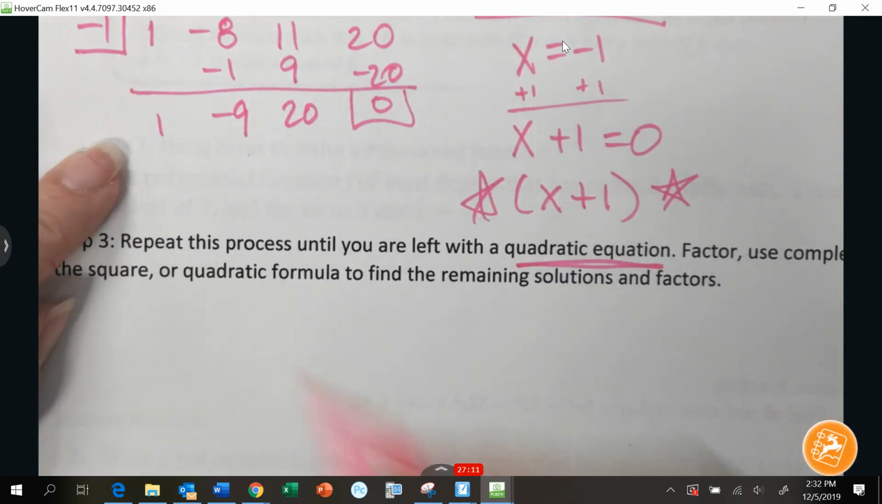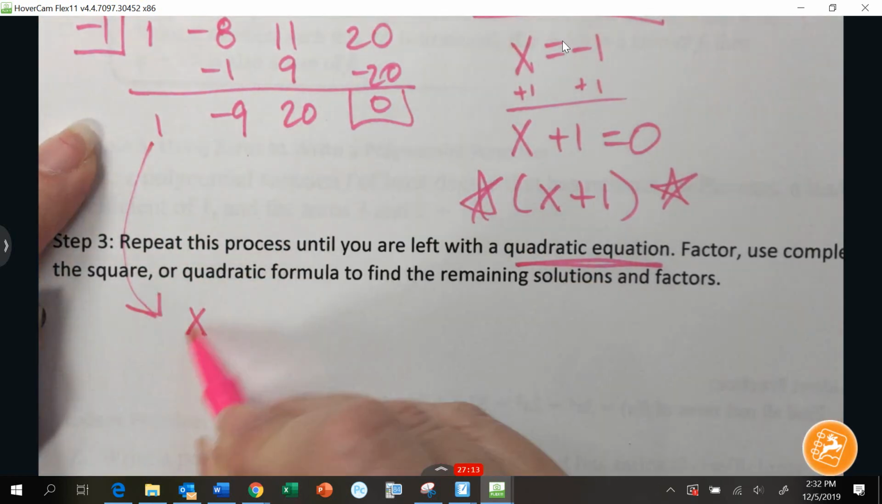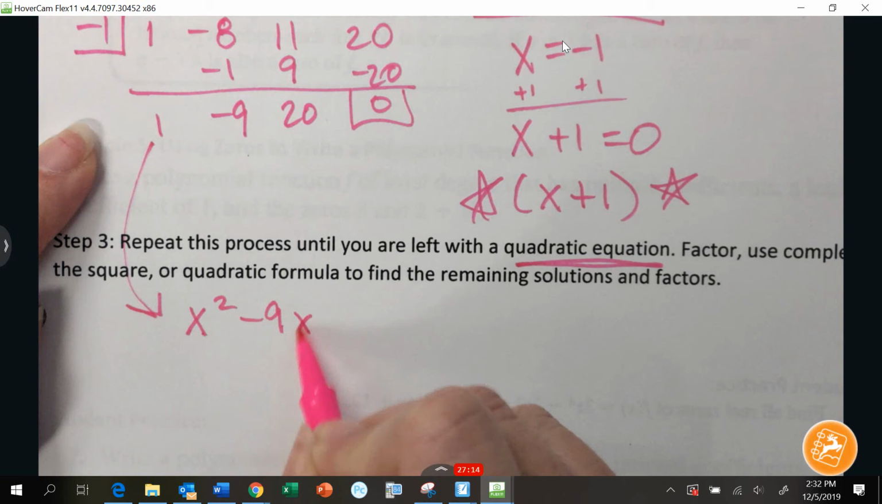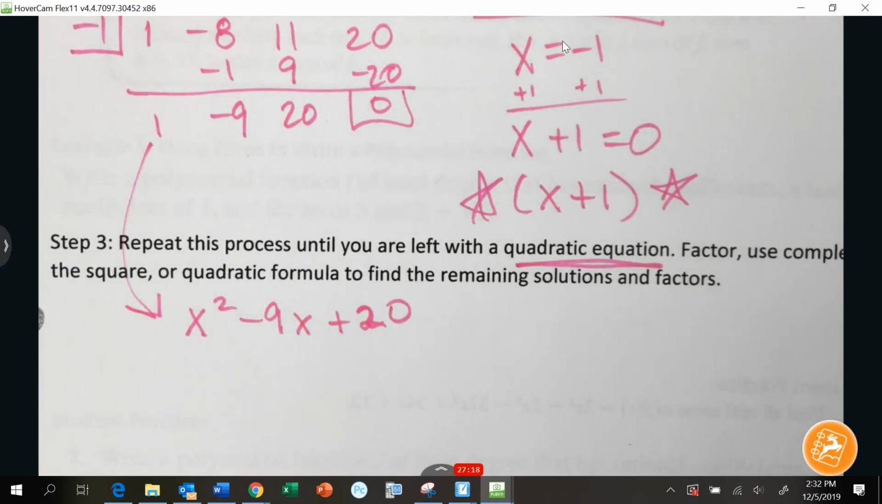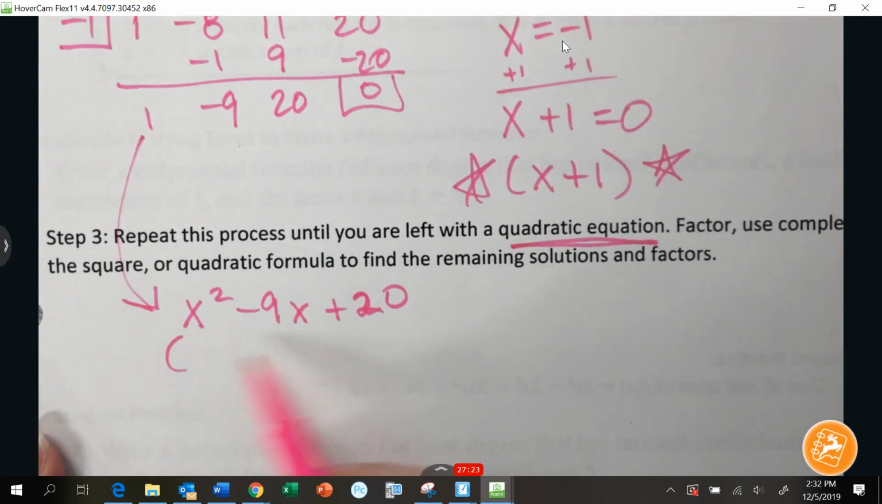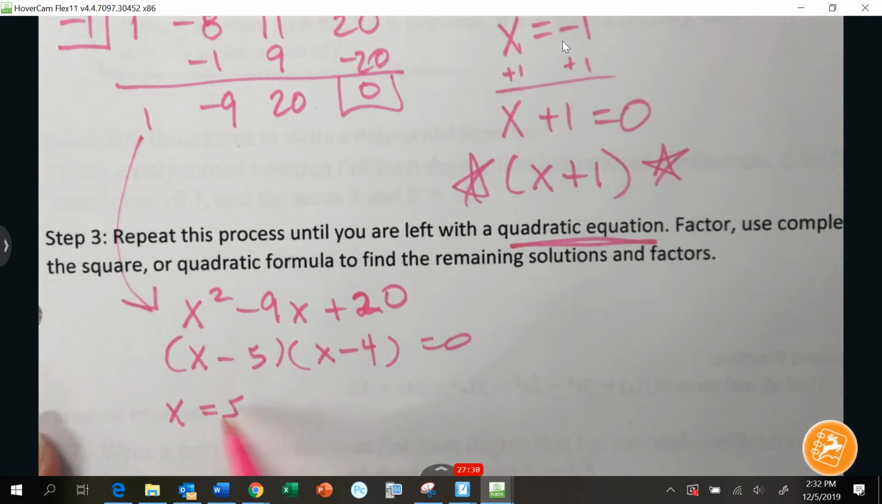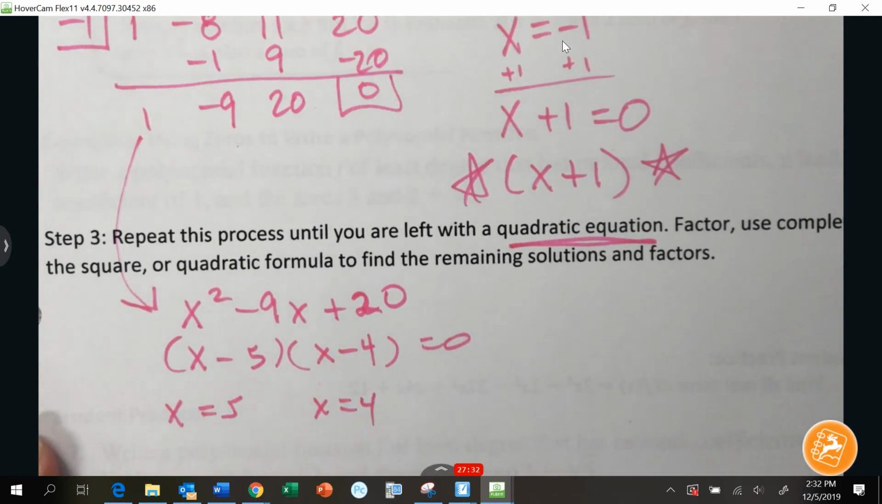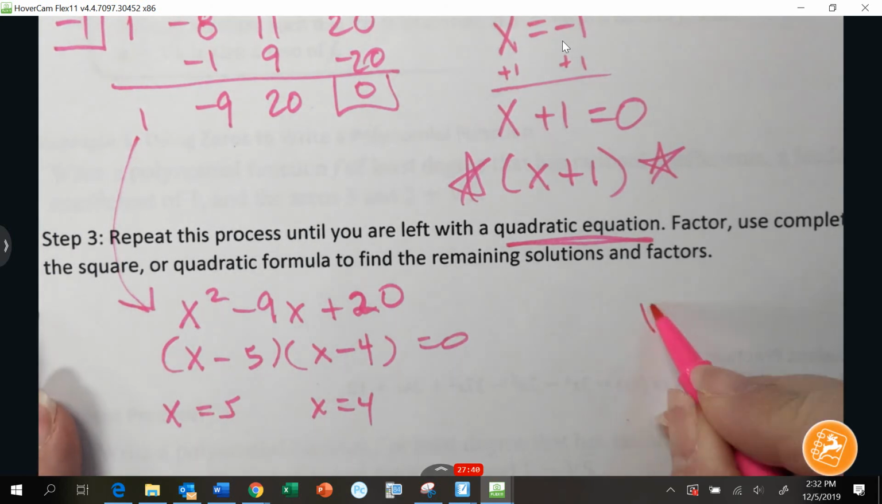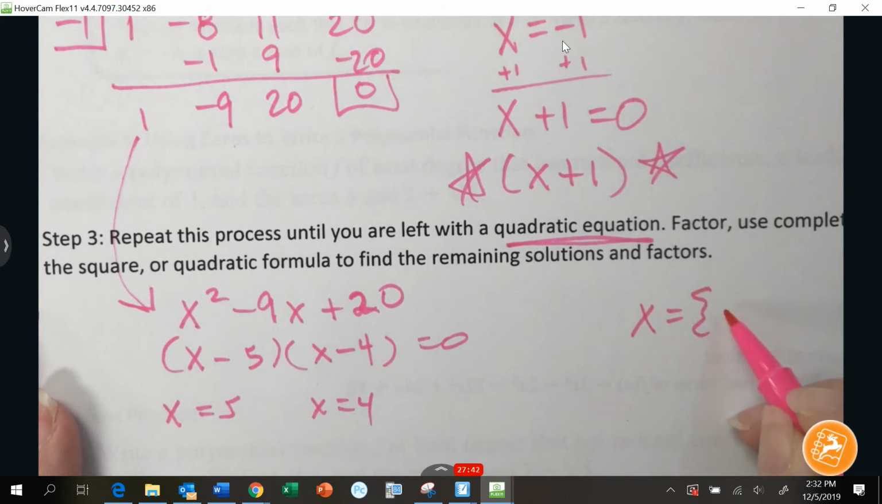So I'm going to write this as a quadratic now. X squared minus 9x plus 20. My first preferred method would be, is it factorable? Because that's faster. So I get x equals 5 and I get x equals 4. This says we have to find all the solutions. So I found all the solutions. I have x equals, what was the first one? -1 and then 4 and then 5.